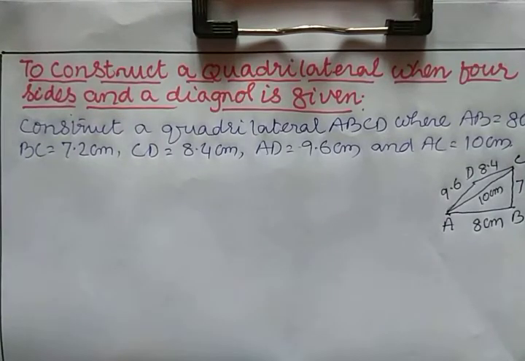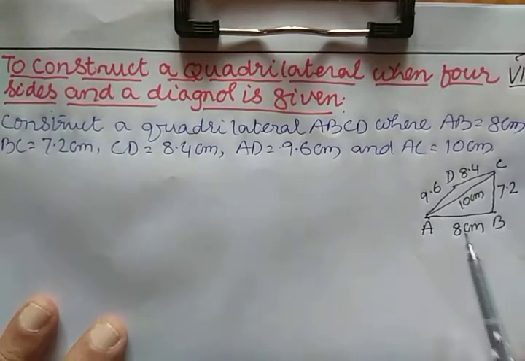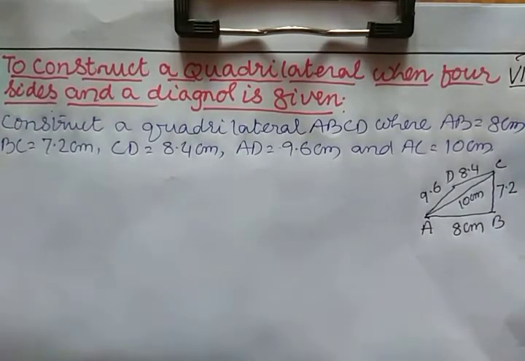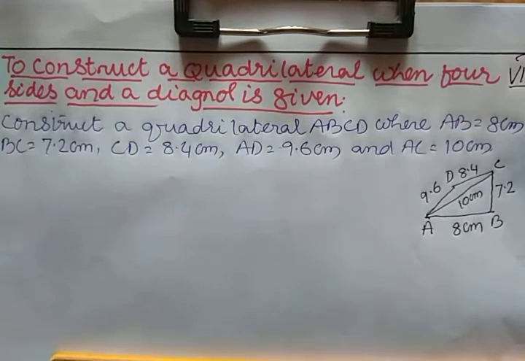So this is your rough diagram. AB 8 centimeters, BC 7.2 centimeters, CD 8.4 centimeters, AD 9.6 centimeters and AC 10 centimeters. So first of all, repeatedly I am telling, whenever you draw a construction or any diagram, the diagram should be in the middle of the page as far as possible.